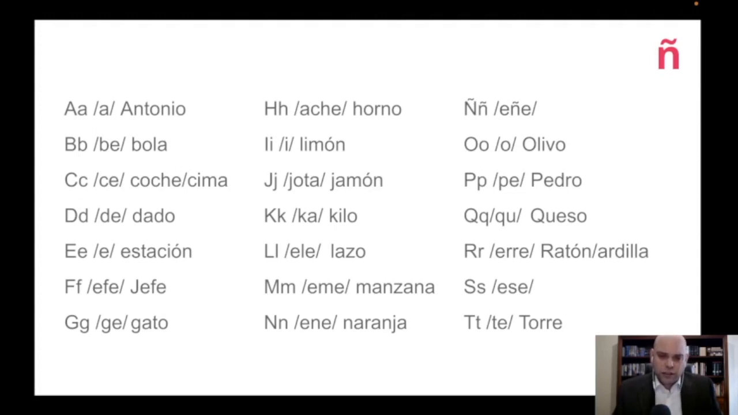Next one is letter J. La letra J. We can find it in words like jamón. Next one is letter K. Letra K. La K de kilo, for example. Then we find letter L. La letra L. And we can find it in lazo, for example, which is like lace in English, I think.